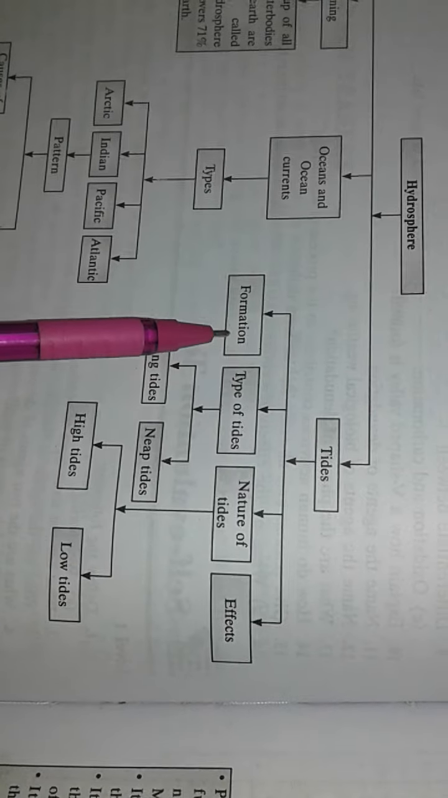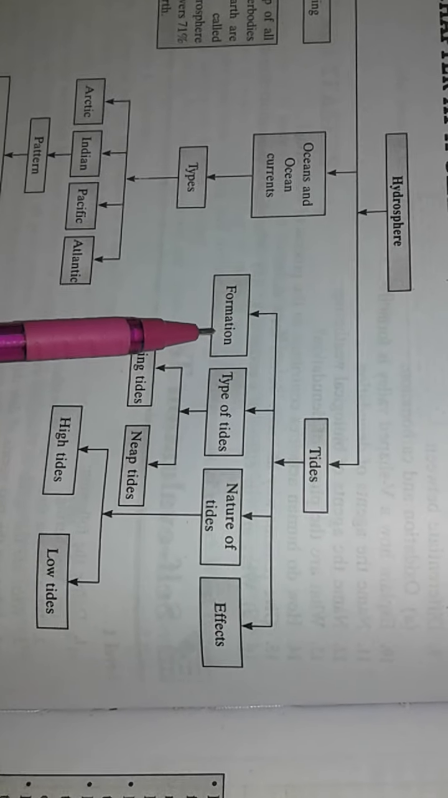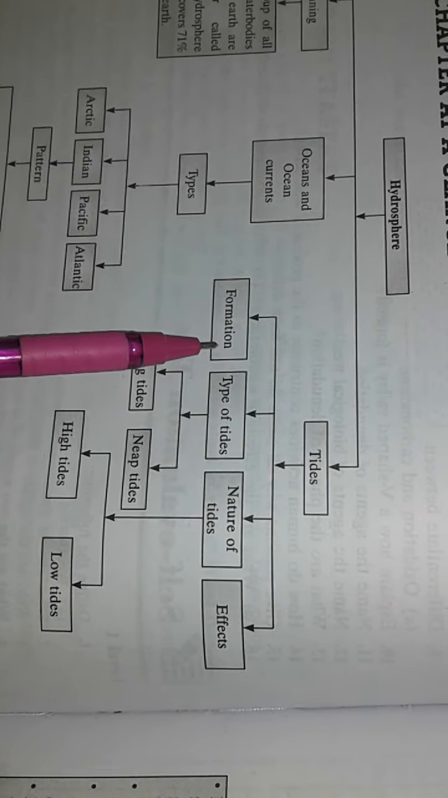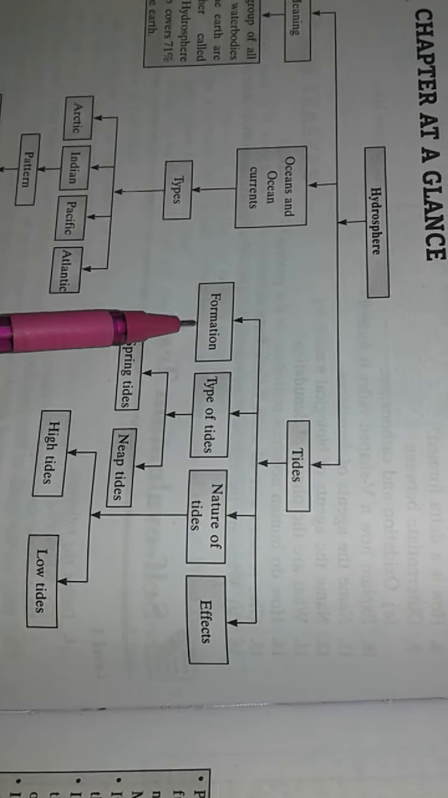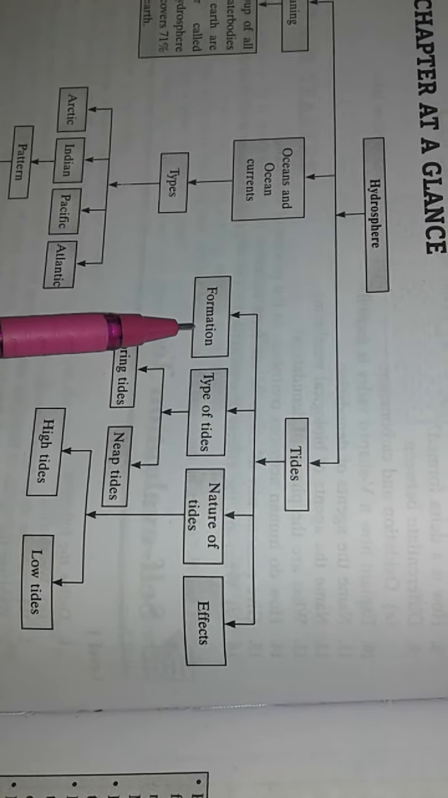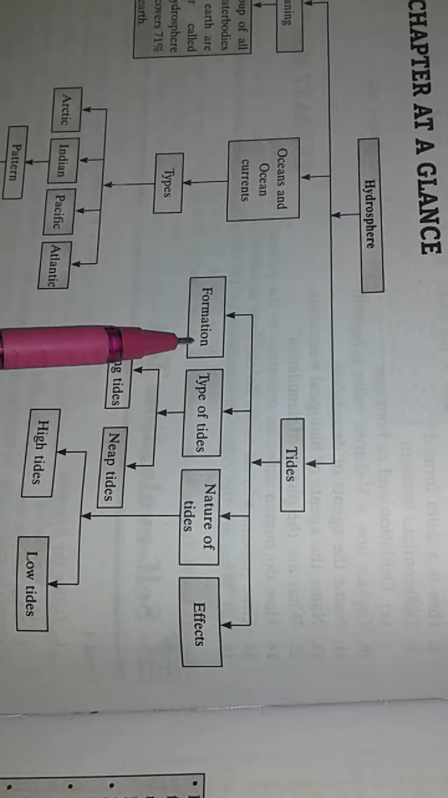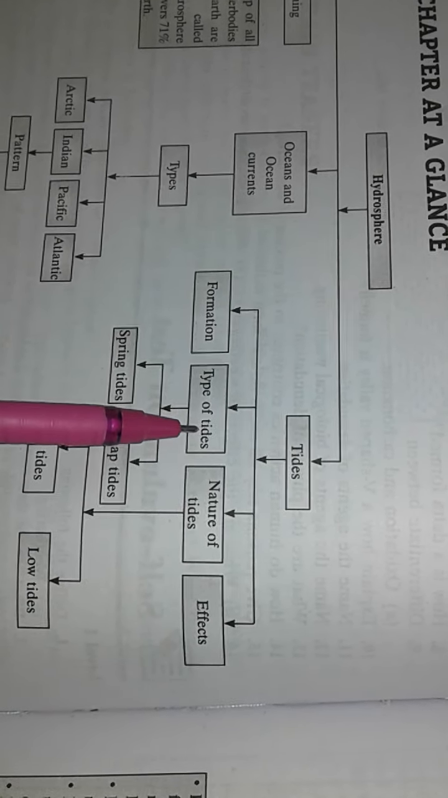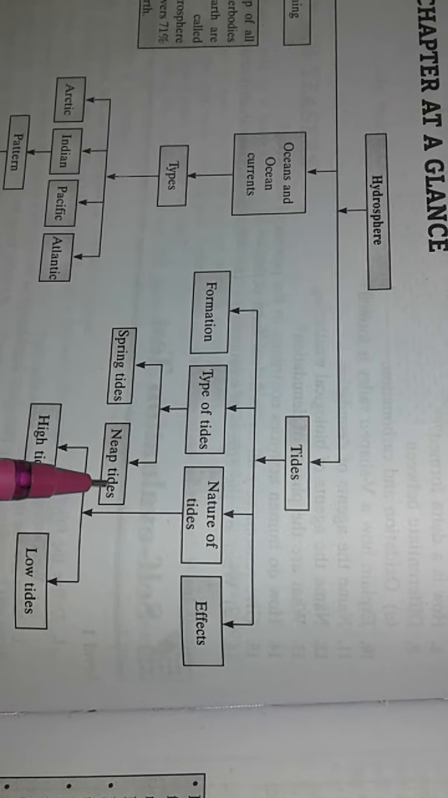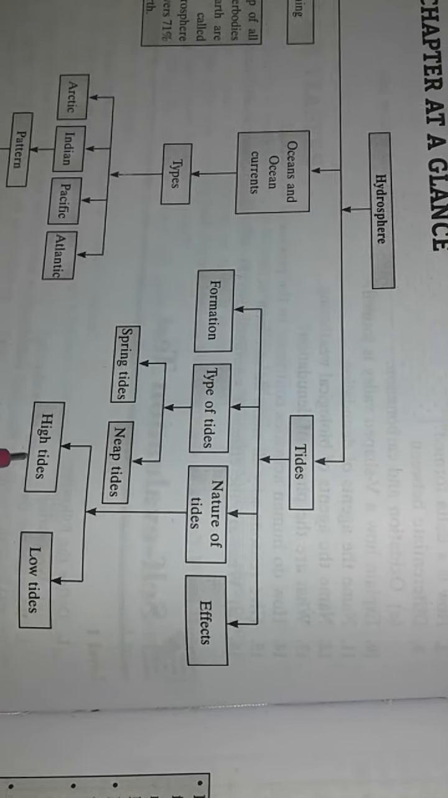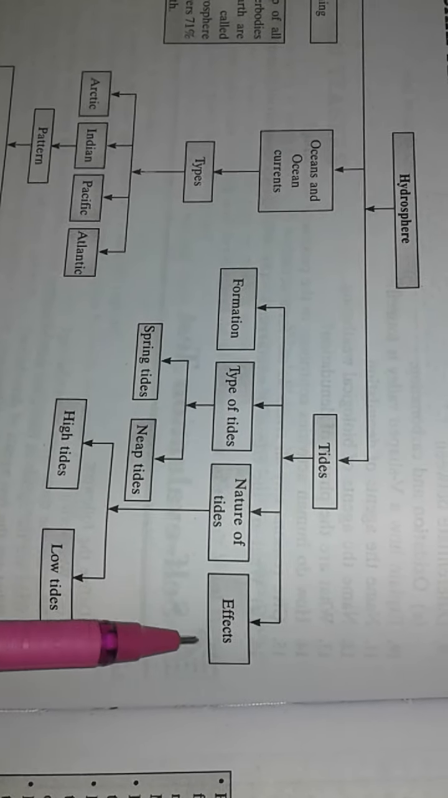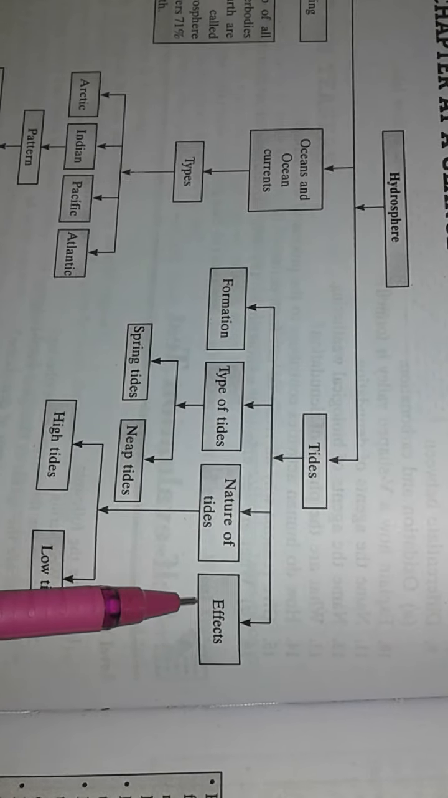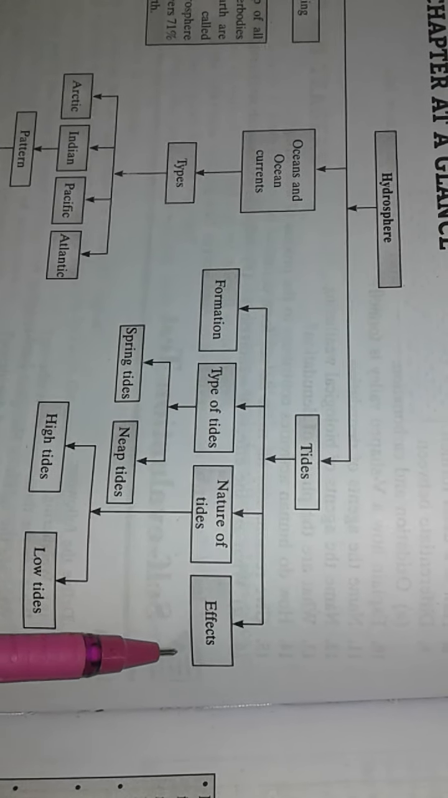Tides are formed due to the gravitational effect of the sun and the moon. On the new moon day and on the full moon day, the formation of the tides will be more. Types of tides: spring tide and neap tide. Nature of tide: whether it will be a high tide or low tide, and after the tide forms, what will be the effect of the tides.